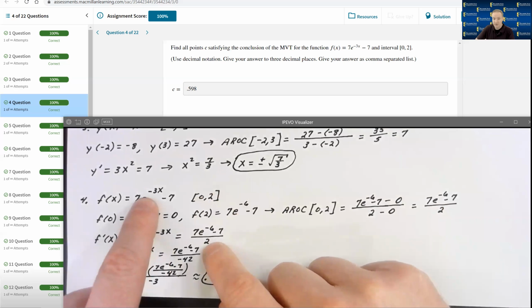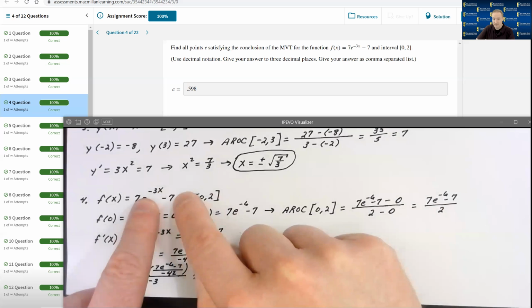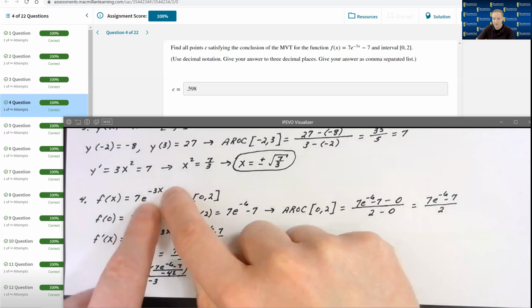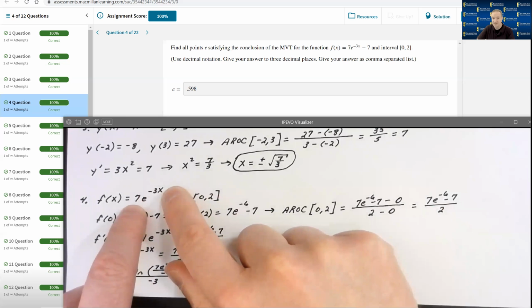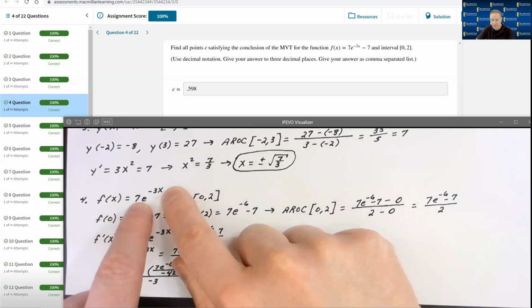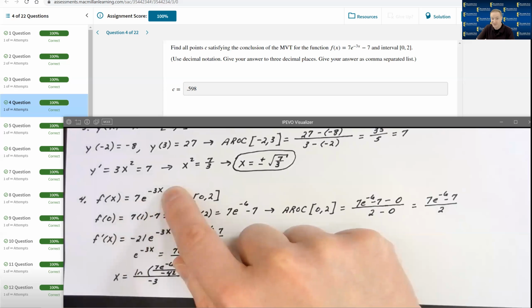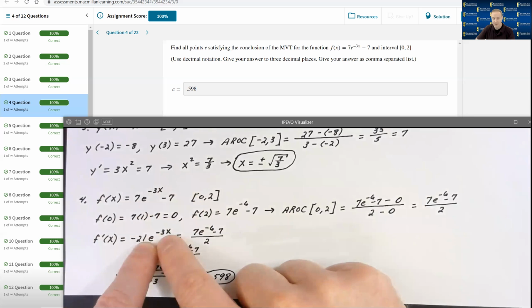So when I take the derivative, I know that the derivative of the minus 7 constant is 0. So this is the only thing I need to worry about that has a derivative. And I remember that the derivative of every single exponential function in existence is that exponential function times the derivative of its exponent. So it's just 7e to the negative 3x times negative 3. That's where the negative 21 came from, 7 times negative 3, multiplying the exponential function e to the negative 3x.